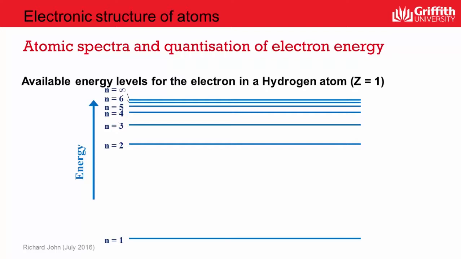The allowed energy levels are labelled n equals 1, n equals 2, 3, 4, 5, 6, etc. up to n equals infinity. And as you can see, the energy levels get closer together as n increases.